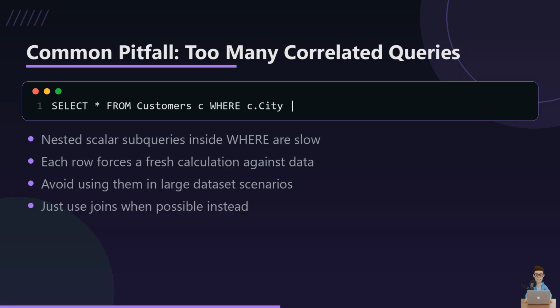You might wonder why we avoid nesting too many of these. Imagine asking for a city name inside every single customer row check. This forces a fresh calculation for each person, which slows things down massively. Here, the bad pattern repeats that inner query thousands of times unnecessarily. The rule is simple, keep them flat or use joins when you can. In short, too many nested scalar queries kill performance.